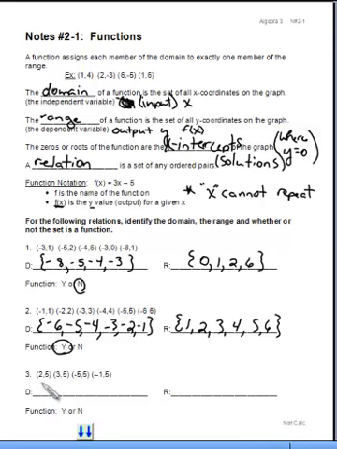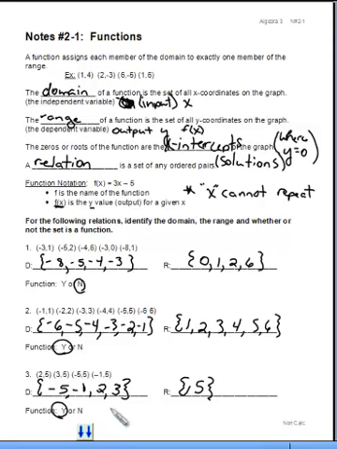Alright, number 3, the domain is -5. Again, put them from least to greatest, -1, then 2, and 3. And the range, the y values, looks like there's only one y value, so I only put it in there once, and it's 5. Now, all of them have the same y value, but they all have different x's. So yes, that is a function.